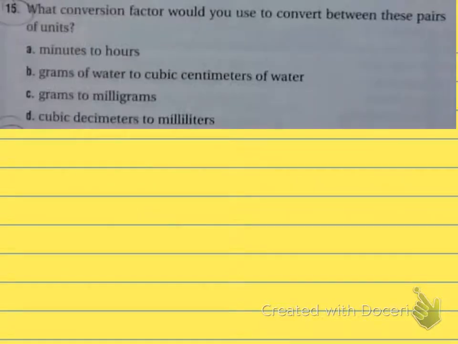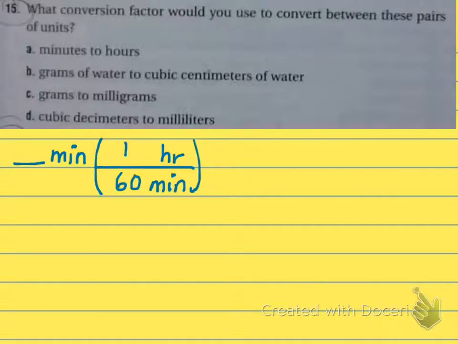So starting on page 95 with number 15, it asks, what conversion factor would you use to convert between these pairs of units? So what this is kind of saying is if I start with some number of minutes, how would I convert that to hours? So minutes would need to go in the bottom or in the denominator, so they would cross out. And hours are going to go on the top because I know something about minutes and hours. And we know that 1 hour is 60 minutes. So honestly, your textbook was asking for this as your answer.